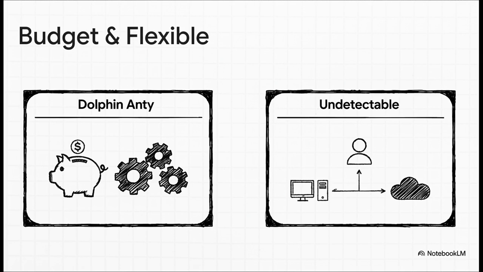Dolphin Anti is a really great budget-friendly way to get started, and it's especially powerful if you're looking into automation. Then there's Undetectable, which has this really unique feature. It lets you choose whether to store your profiles on your own computer or in the cloud. That gives you a ton of flexibility over your data and how you work.